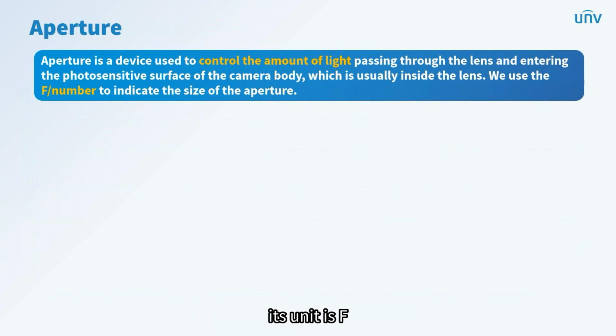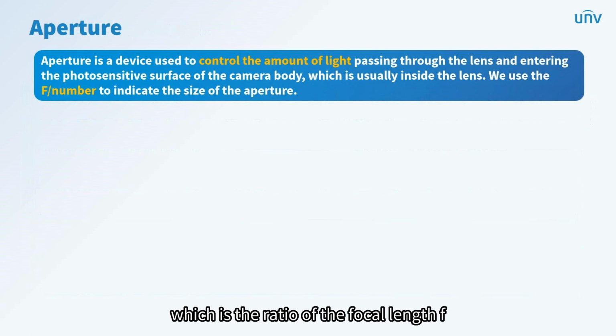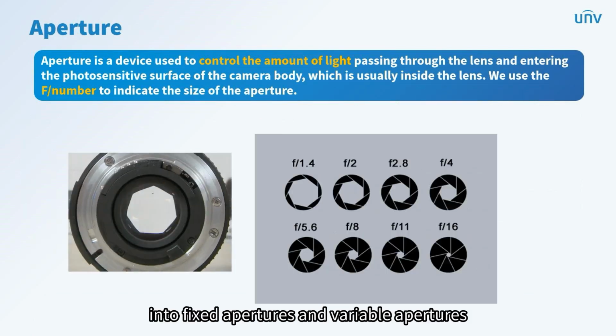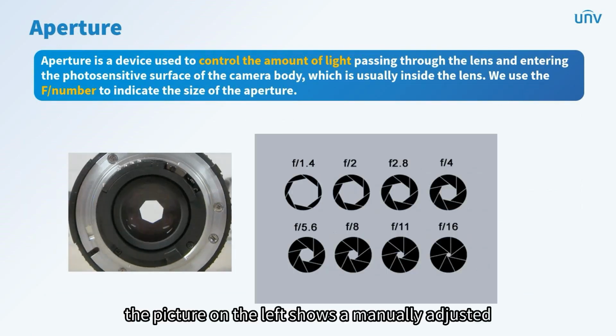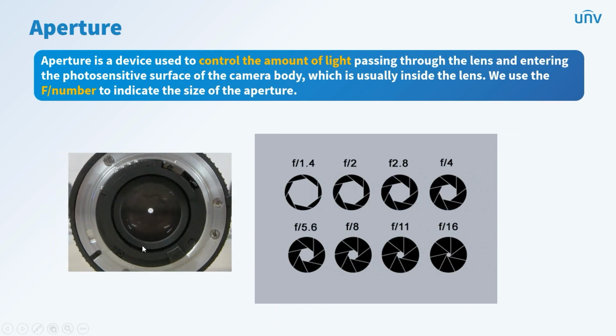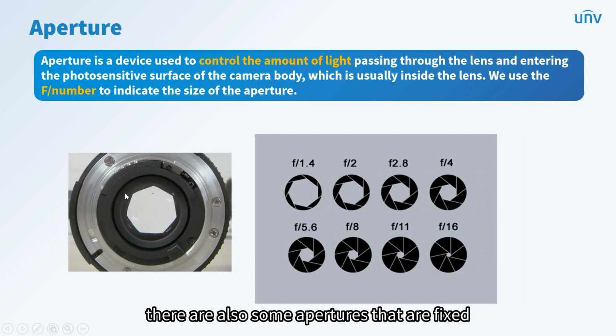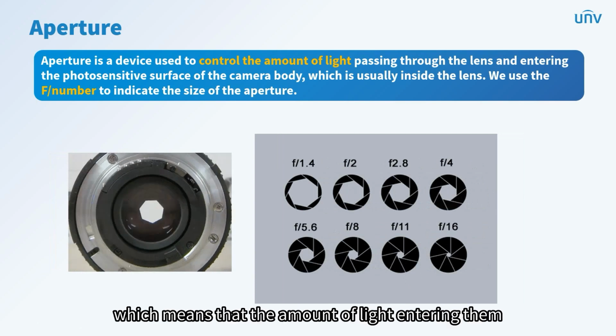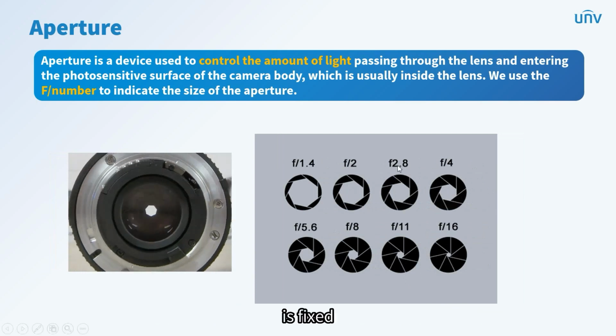Its unit is f, which is the ratio of the focal length f to the clear aperture d. That is to say, the larger the clear aperture, the smaller the f. Apertures can be divided into fixed apertures and variable apertures. The picture on the left shows a manually adjusted variable aperture. There are also some apertures that are fixed, which means that the amount of light entering them is fixed.